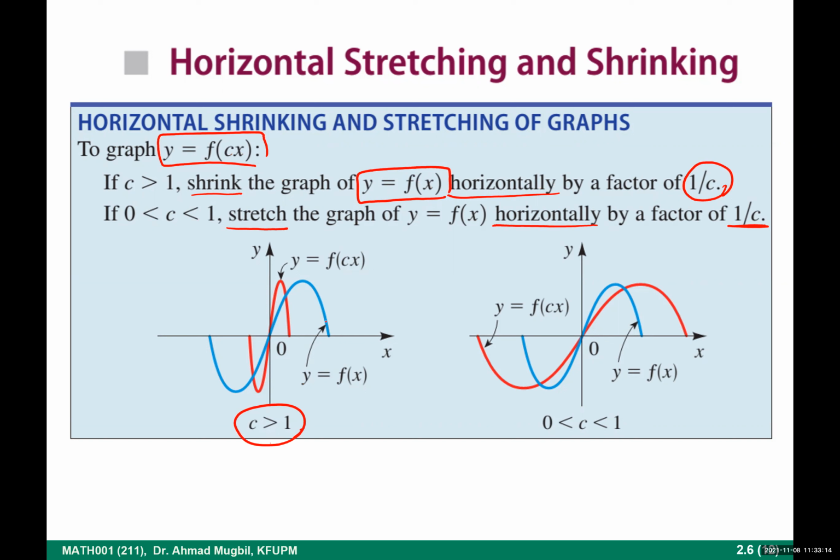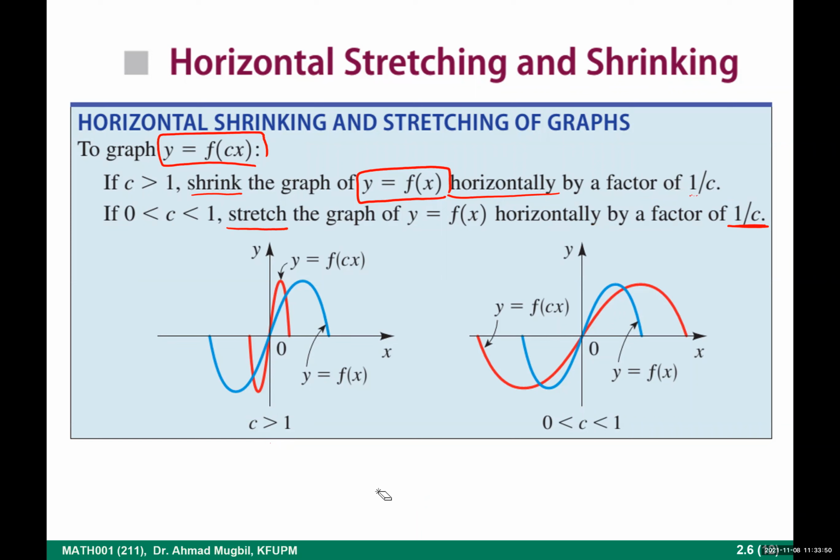Look here, when we replace x by cx, but c is greater than 1, the original graph is the blue and the new one is the red one. What happens? Horizontally, it has been shrunk. The x values become smaller. And here, the x values are bigger. Because when you have c greater than 1, 1 over c will be less than 1. So this is why the amount of the factor of shrinking or stretching is here greater than 1, and it will be less than 1 in that case.